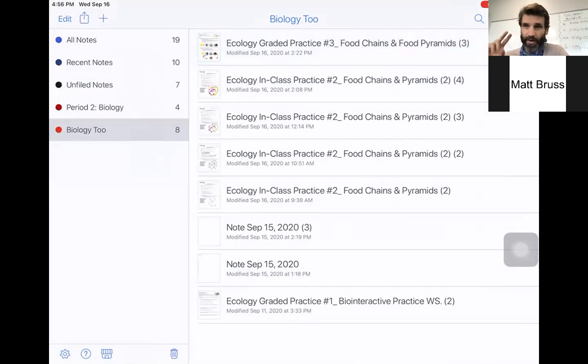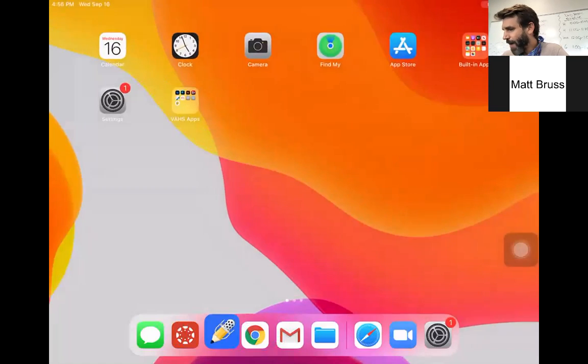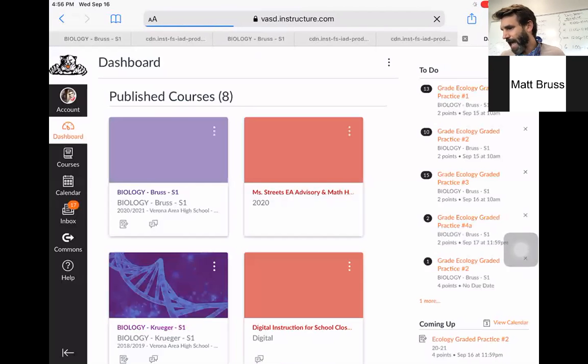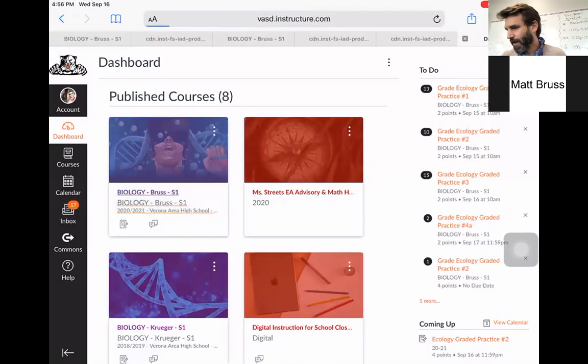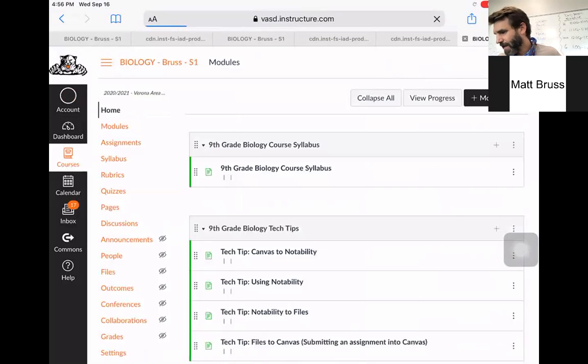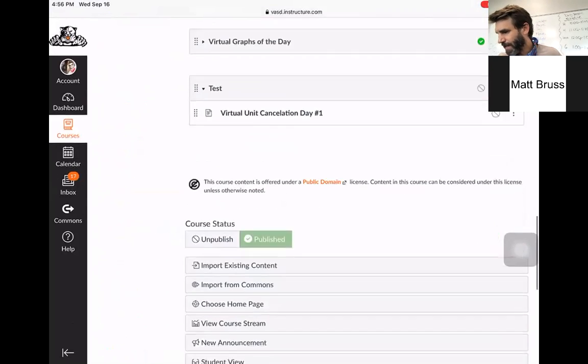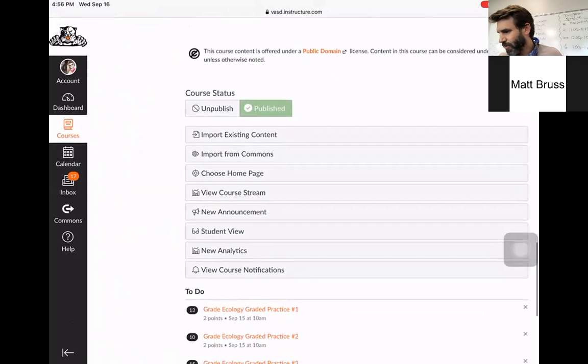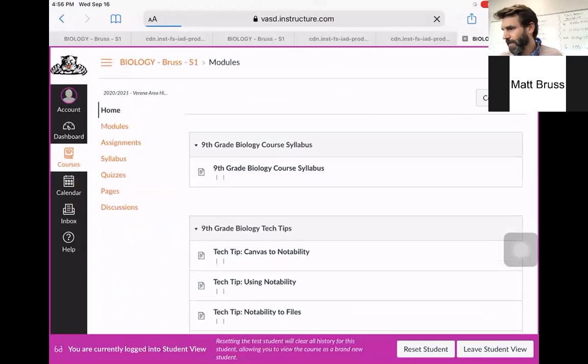So from there, we were at 45 minutes of class. We quickly moved on to the in-class practice assignment, and that was in Notability. I'm going to pull up Canvas here so I can hopefully show where we got to. I clicked on my biology class, and I'll try to make this from a student's perspective. So the student view is right here.